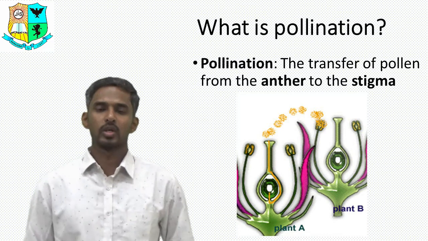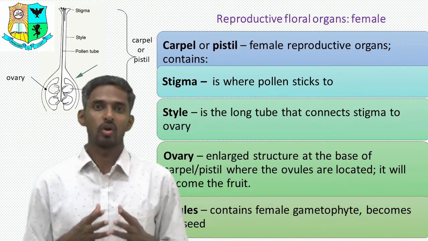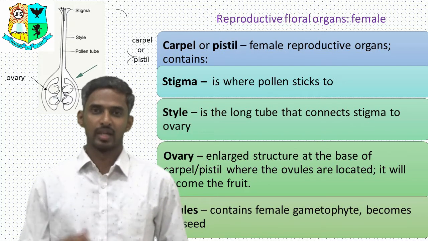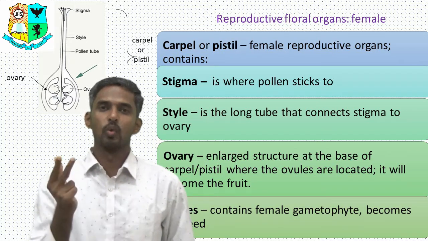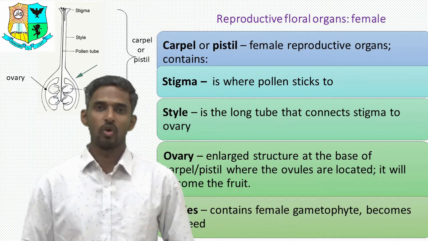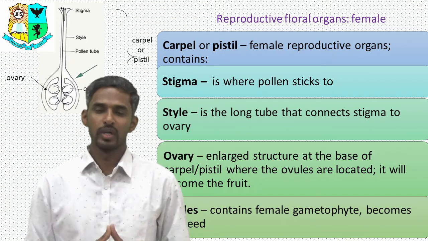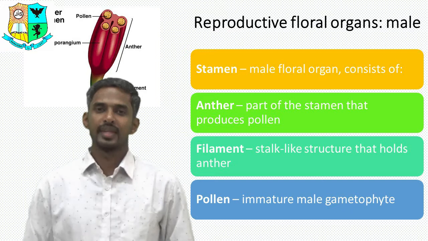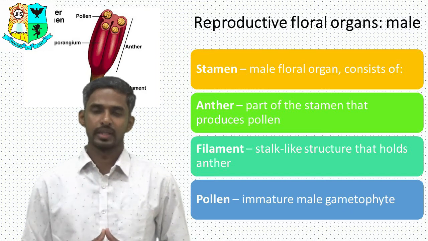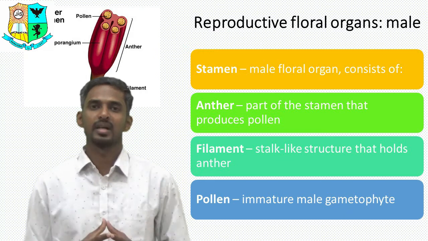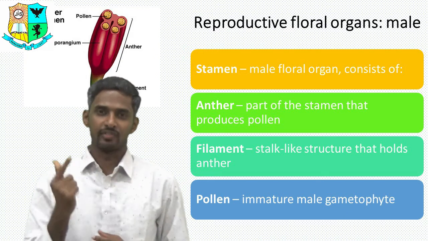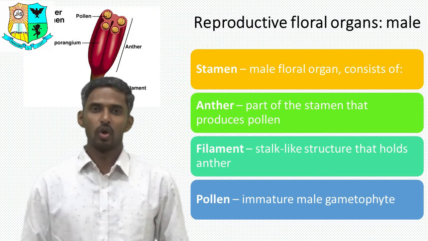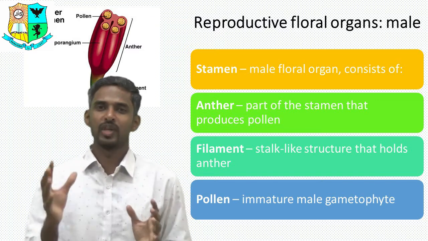Now female reproductive organs consist of carpel or pistil. Now this pistil or carpel has got stigma, style and ovary, and inside the ovary we have ovules. Therefore we already know the function of stigma, style and ovary. Then we have male reproductive organ, that is stamen, and this stamen consists of anther and filament, and inside the anther we have pollen grain. So therefore we have male gamete and we have female gamete.